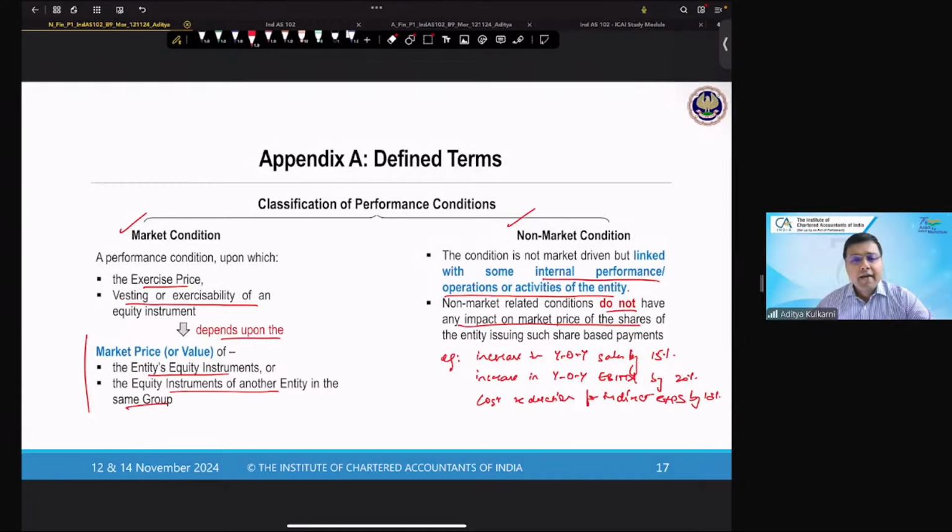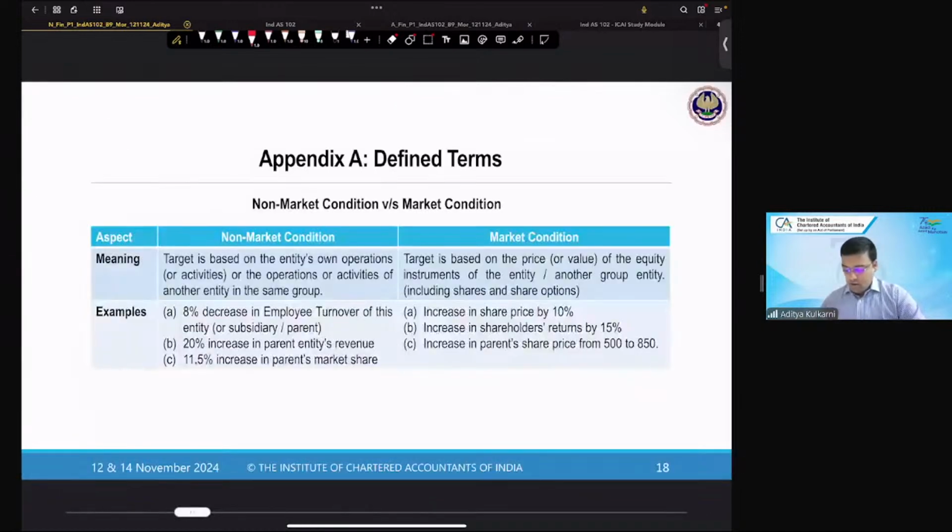Hemant, are you okay with the example of market-based performance conditions? Yes. Increase in share price. Yes. All right. How to account for it? I have not even come there. So we will look at that later.